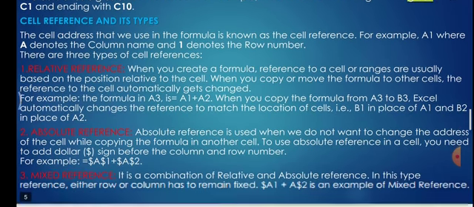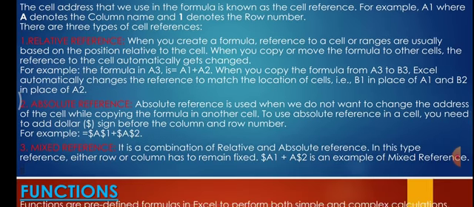Second is absolute reference. Absolute reference is used when we do not want to change the address of the cell while copying the formula in another cell. To use absolute reference in a cell, you need to add a $ sign before the column and row number. For example, $A$1 plus $A$2.